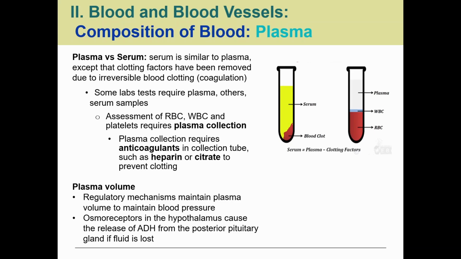Now, plasma volume is regulated to maintain blood pressure. We have osmoreceptors in the hypothalamus that are going to release ADH, right? If we lose too much fluid, that way we can retain more water in the kidneys, so we concentrate the urine more and don't allow as much water to escape, right? We have a handful of things that we can do to help maintain things like blood pressure, but we'll get into blood pressure a little bit later.